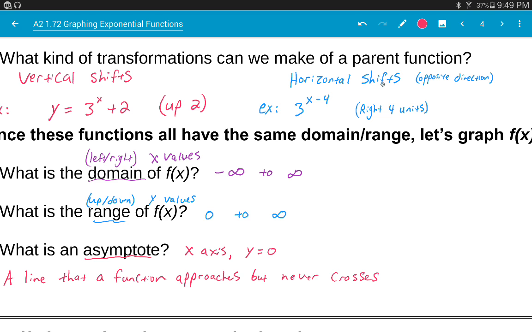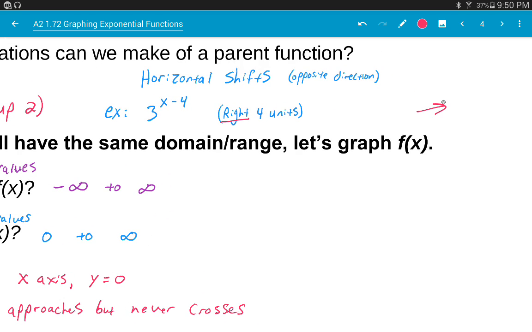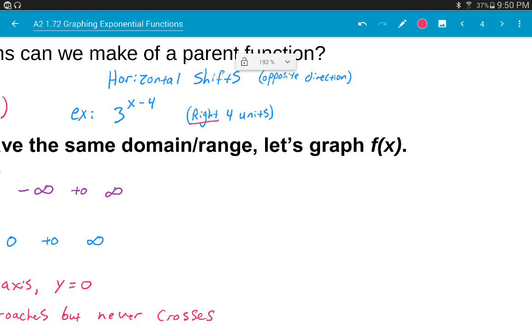Now, horizontal shifts go in the opposite direction than you would think. So sideways shifts, right? A minus 4 you would think makes it go that way, but it doesn't. A minus 4 makes it go right. So horizontal shifts go in the opposite direction you would think. So to the right is actually a minus, and to the left is actually a plus. So for example, if I instead did 3 to the x plus 1, that would be left 1 unit.